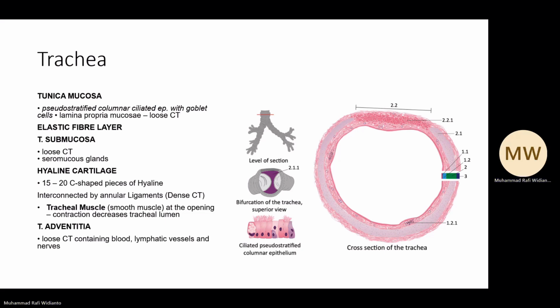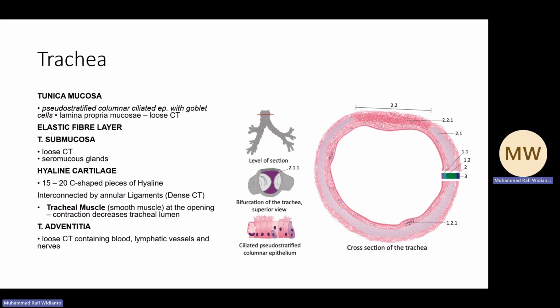And its tunica mucosa is basically pseudostratified columnar ciliated epithelium with goblet cells, contains lamina propria mucosa. We explained the function of that before. And I forgot, sorry, we also have the elastic fiber layer, which is very important because it helps in its elasticity. And we also have the tunica submucosa, which contains loose connective tissue and also the serous mucous glands to basically keep the airways moistened.